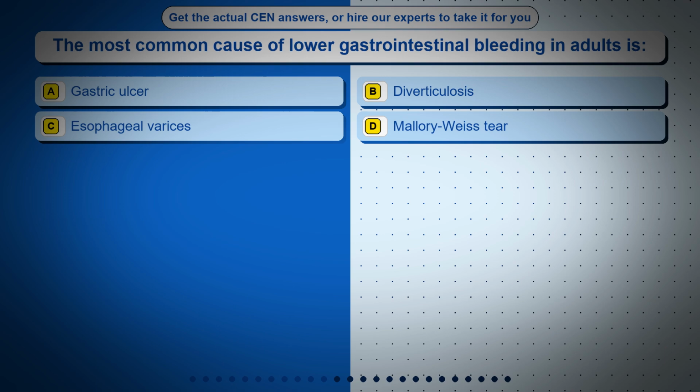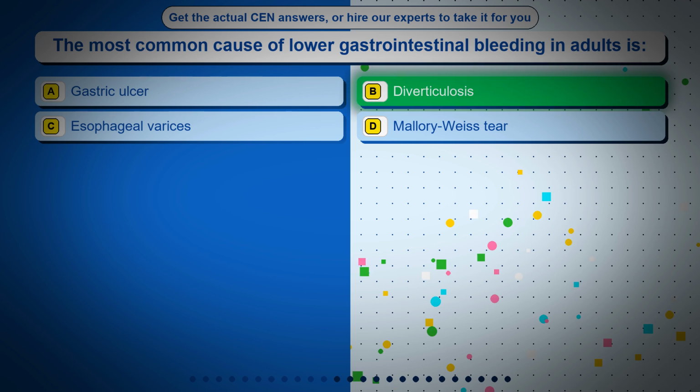Question 11. The most common cause of lower gastrointestinal bleeding in adults is: Option A, gastric ulcer. Option B, diverticulosis. Option C, esophageal varices. Option D, Mallory-Weiss tear. The correct answer is option B, diverticulosis.